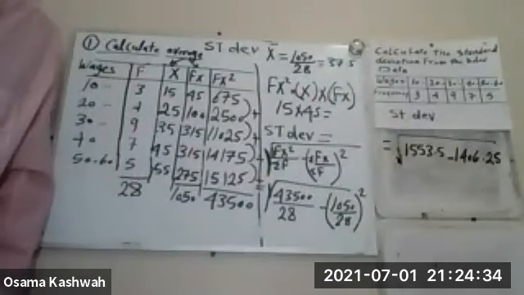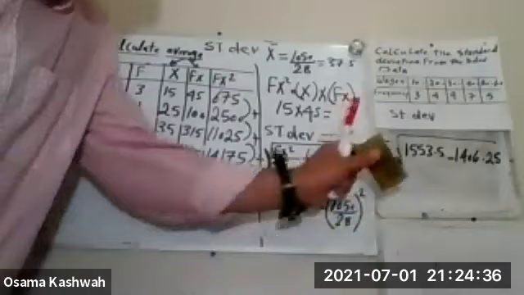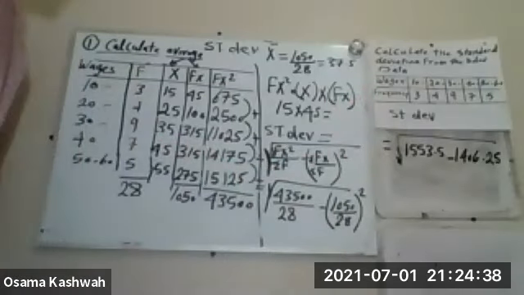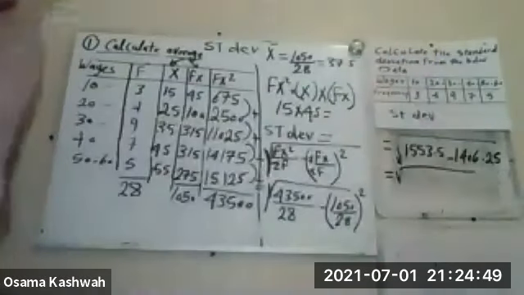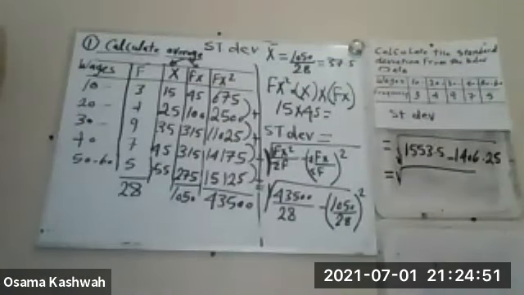Still, we can do the subtraction now. This minus this will give me 147.25 under the square root. It will give me 147.25 under the square root.